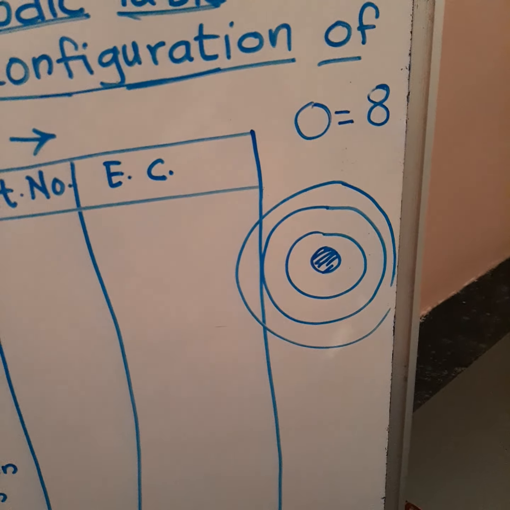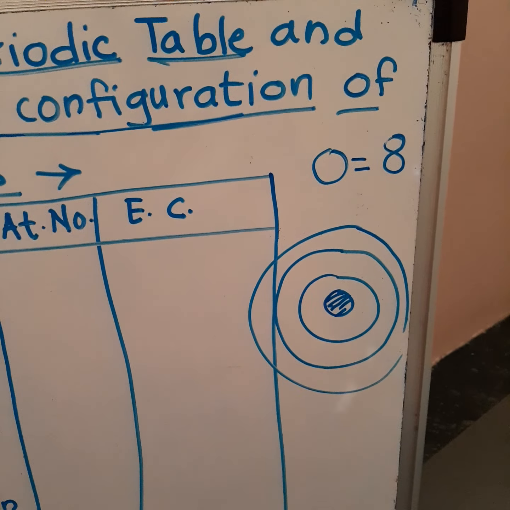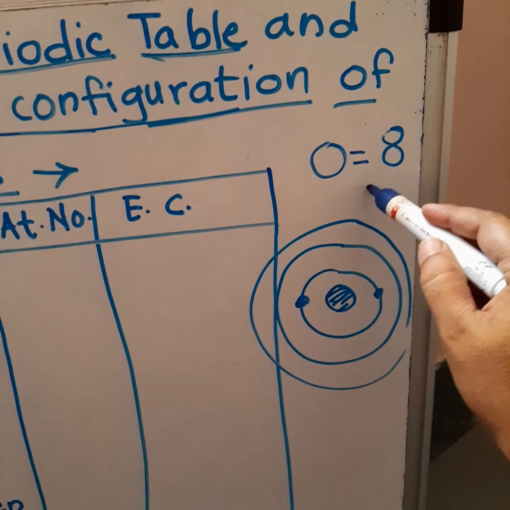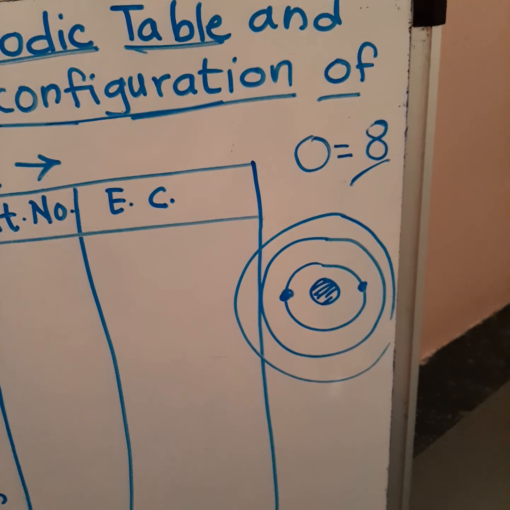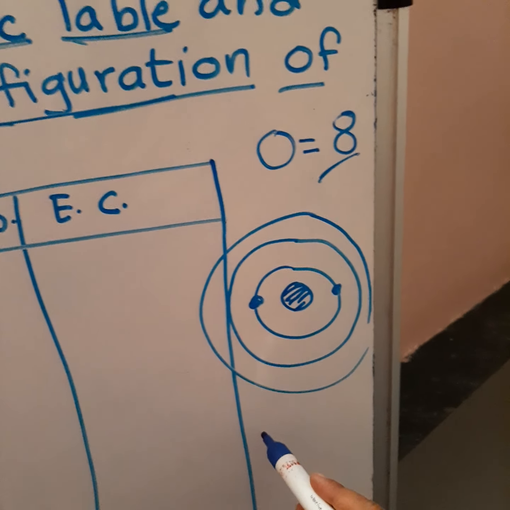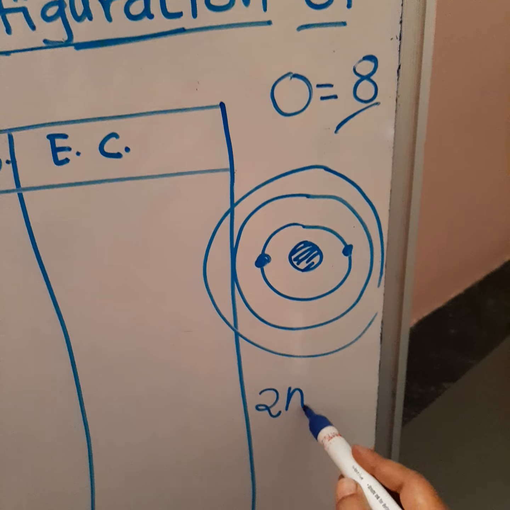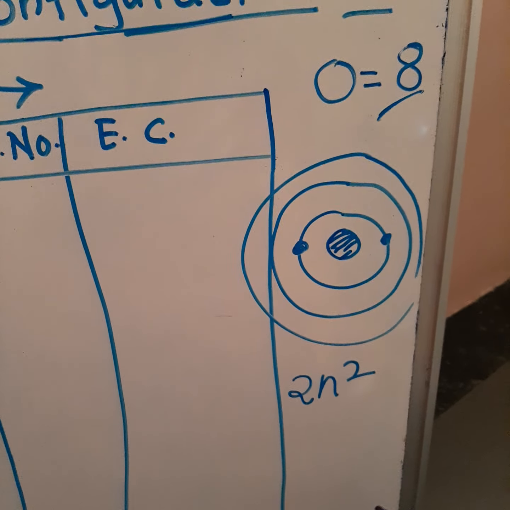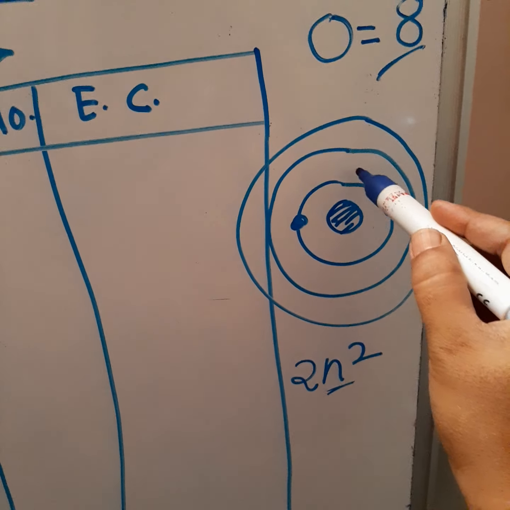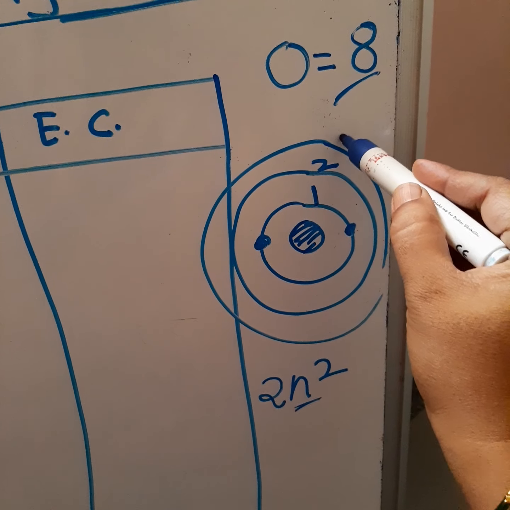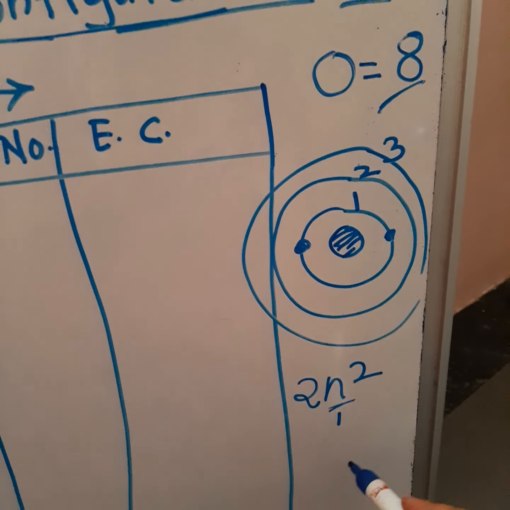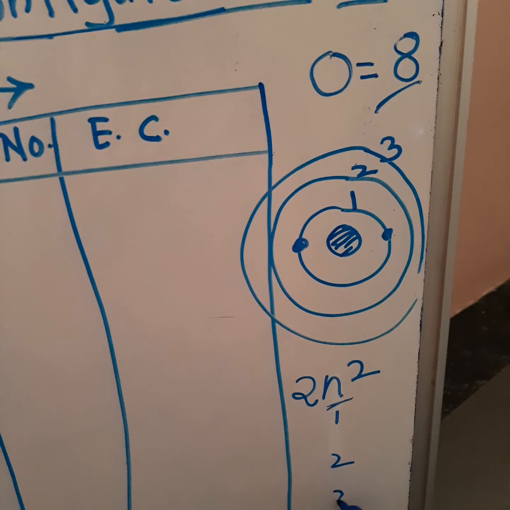Now we know that the electrons are revolving around the nucleus, but how many electrons are there? 8 electrons. So how will the 8 electrons revolve? The law tells us that the distribution of electrons is in the form of 2n square, which you have studied in the 9th standard. Here n means the number of the orbit. This is the first orbit, the second orbit, and the third orbit. So n is 1, then n is 2, and then n is 3.